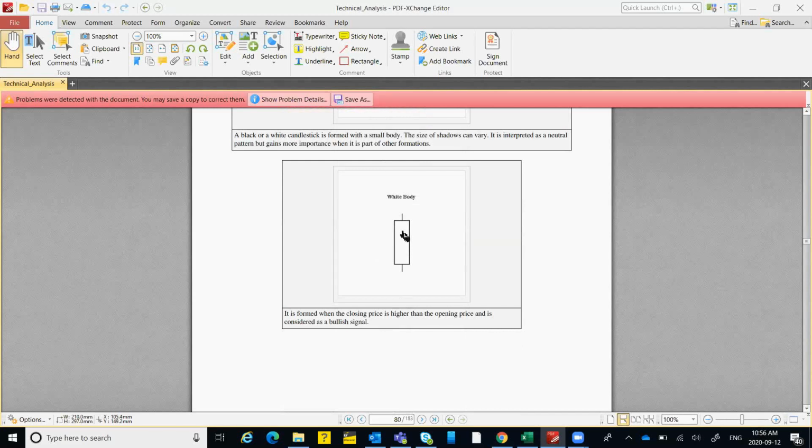A white body is a bullish pattern. This has been discussed earlier as well. If we have a black body or a big red body, that will be considered a bearish pattern.